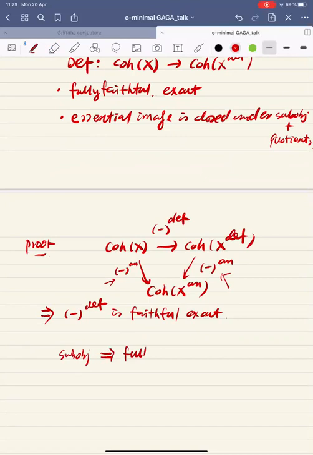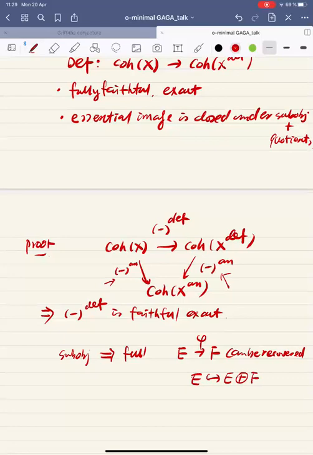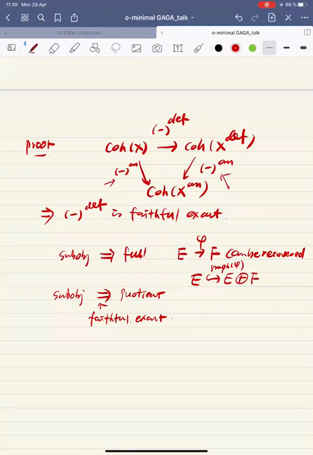The fullness of the functor, because you can say that a map phi can be recovered from the graph of phi. But this is an injection, and also sub-object implies the quotient. This is because we already know the functor is faithful and exact. So the only thing you need to do is show that this functor is closed under taking sub-objects, but this requires a little bit of work, and since I don't have time, I will stop here. Thank you.